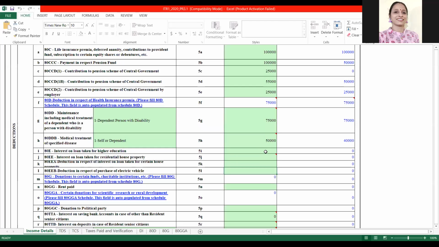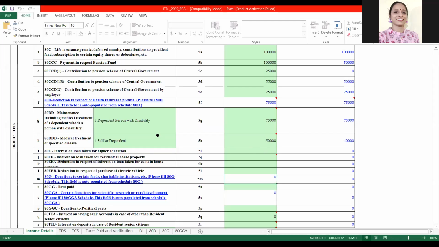This is for purchase of electric vehicle. Now, basically, government wants to combat the pollution, and because of which it is promoting the purchase of electric vehicle. So if you purchase the electric vehicle, whatever interest you pay on that, you will be getting advantage of it. You can claim the deduction on that.